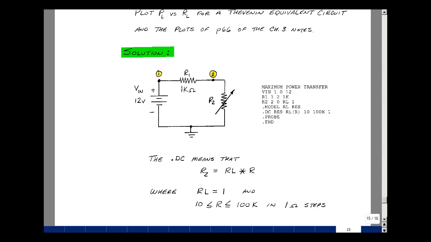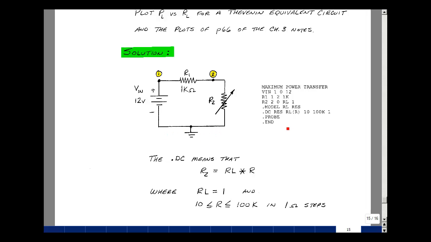In our example in our notes, we had a Thevenin equivalent circuit with a 12-volt source and a Thevenin resistance of 1K. I'm now going to put a resistor here, I'll call it R2. I'm going to vary it from 10 ohms to 100K ohms, so I'll pass through the value where the Thevenin resistance equals the load resistance. Pick a ground as a reference. I'll pick this, and I'll call this node 1 and node 2.